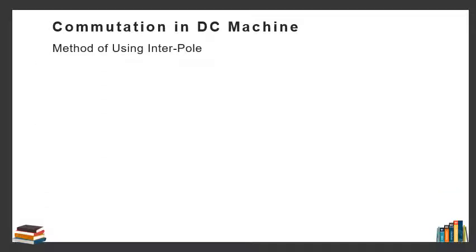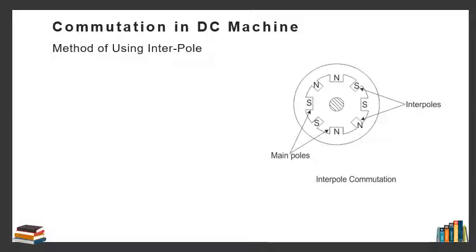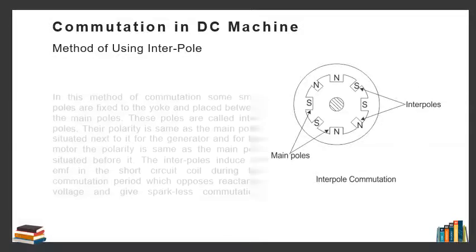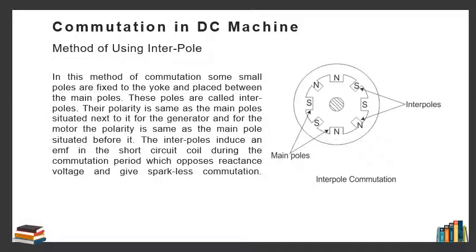Method of using interpoles. So this is the diagram for interpole commutation. You can see the main pole as well as the interpole. In this method of commutation, some small poles are fixed to the yoke and placed between the main poles. These poles are called interpoles. Their polarity is the same as the main pole situated next to it for the generator, and for the motor the polarity is the same as the main pole situated before it.